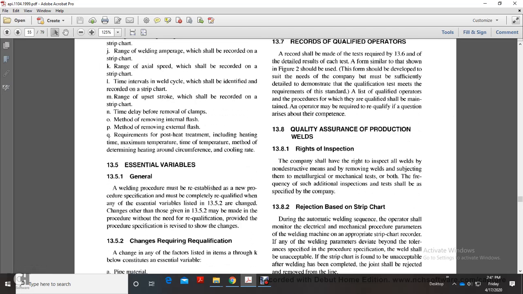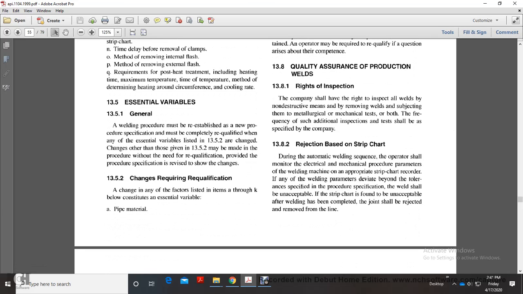Essential variables. A general welding procedure must be established. New procedure specifications must be completely requalified when essential variables of 13.5.2 are changed. Changes other than those given in 13.5.2 may be made without the procedure needing requalification, provided the procedure specification is revised to show the changes.